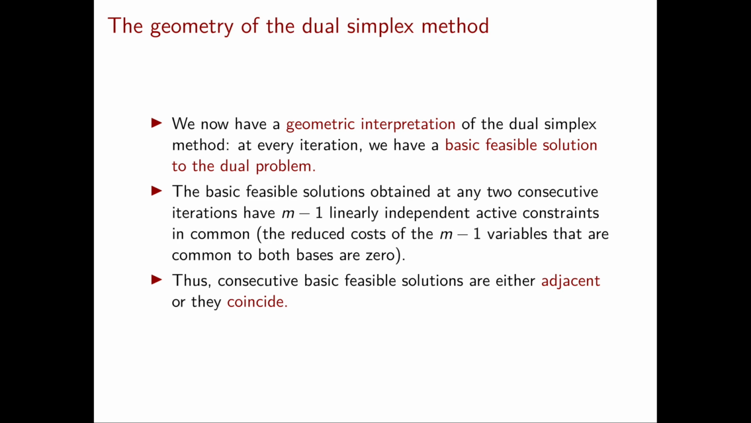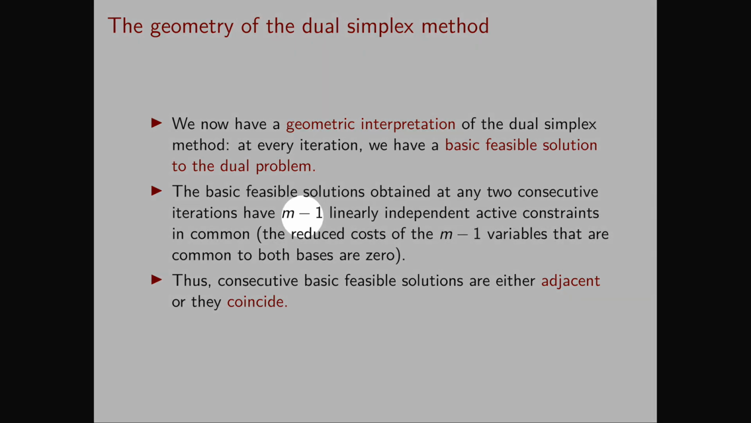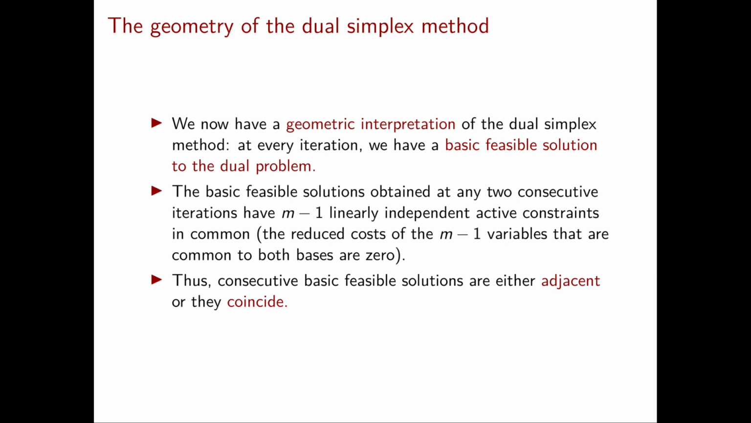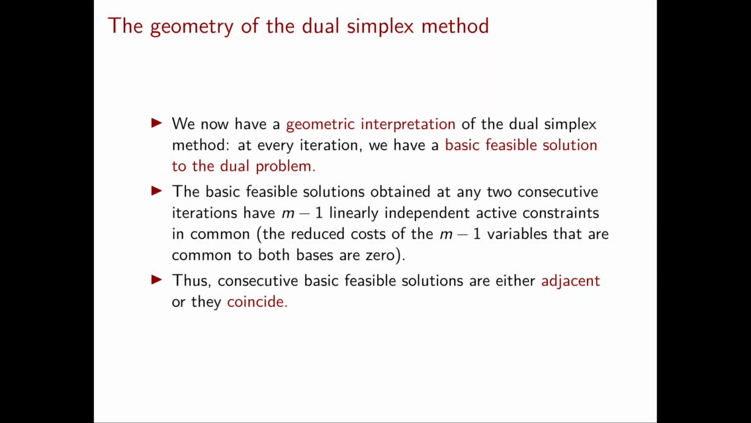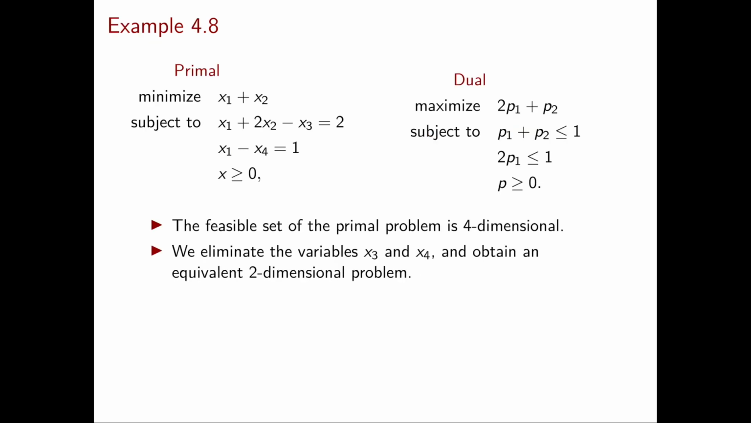Now let's consider two consecutive iterations of the dual simplex. In these two consecutive iterations, we have m-1 linearly independent active constraints in common. This is because in our basis matrix B, we change only one column. This implies that in our two consecutive iterations, the basic feasible solutions to the dual are either adjacent or they coincide. Let's see now an example to visualize this concept.